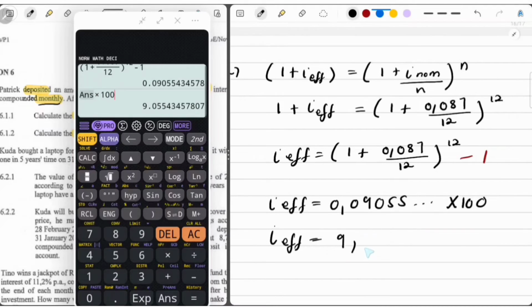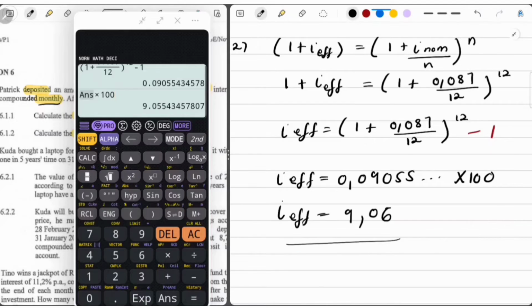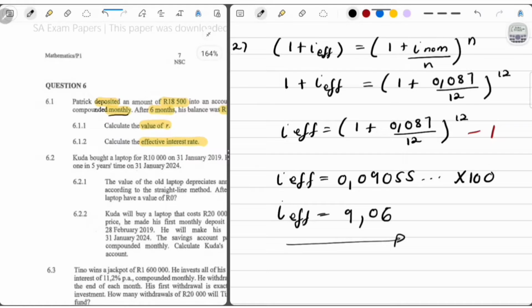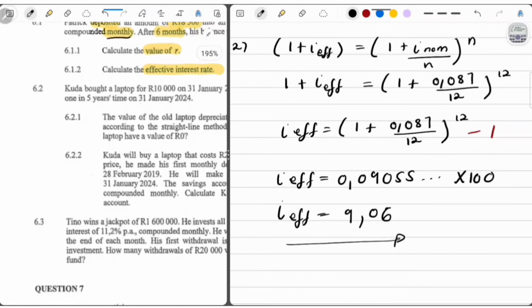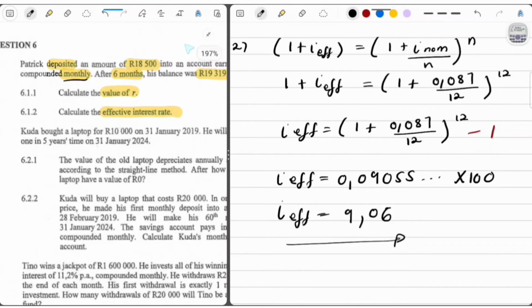It's just 9.055, which if you round off to 2 decimal places is 9.06. Okay, because it rounds up. That 5 is going to round up. So 9.06%, and this is a yearly interest rate. Okay, so that is 6.1 done. And now we move on to the next part.